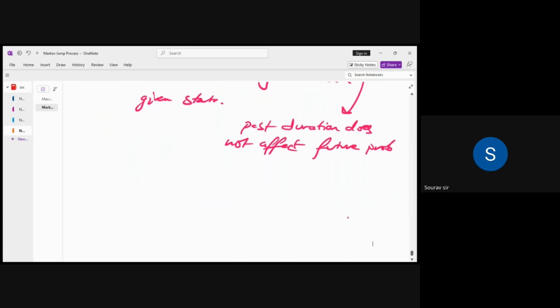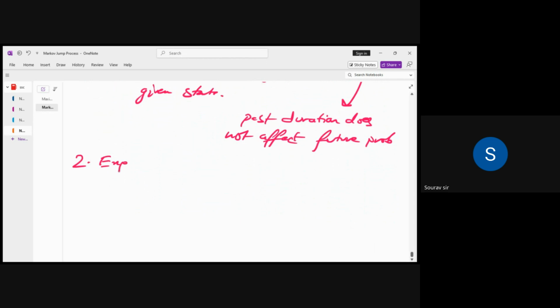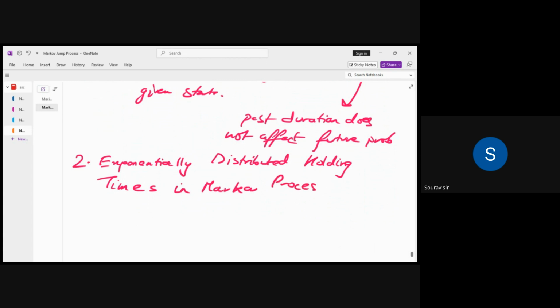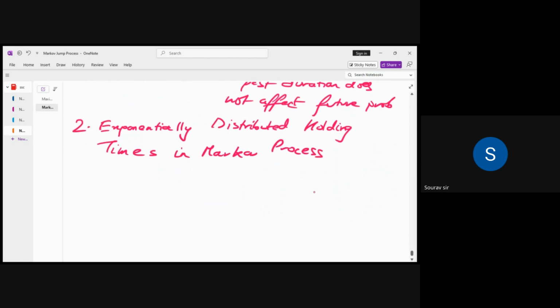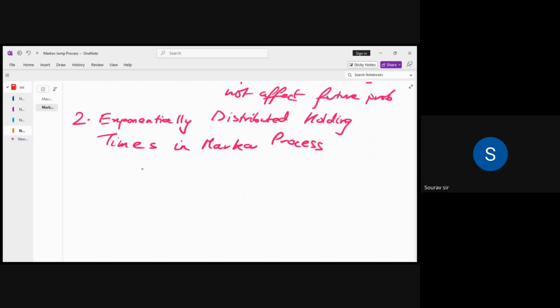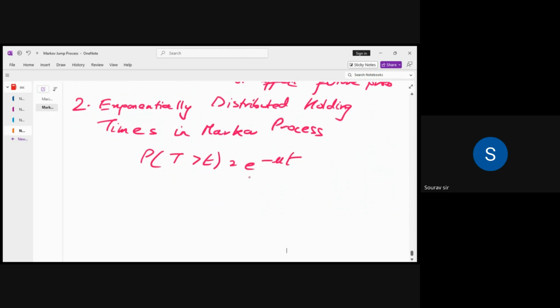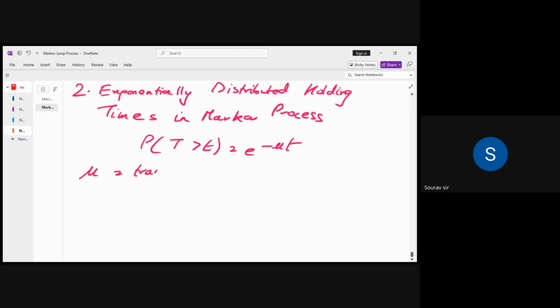Right. Okay. Next, exponentially distributed holding times in a Markov process. For a continuous time Markov process, the probability that the system stays in a given state for at least time t is given by P of T greater than t equals e to the power minus mu t. Here mu is what? Mu is the transition rate.